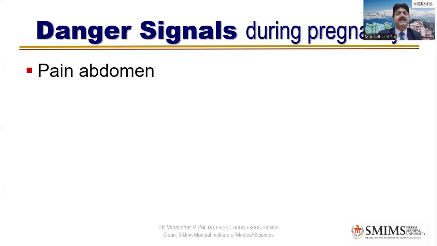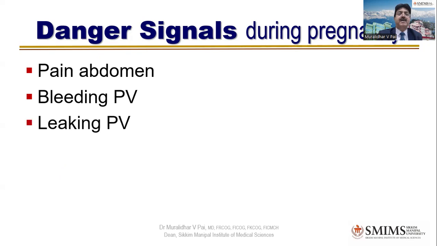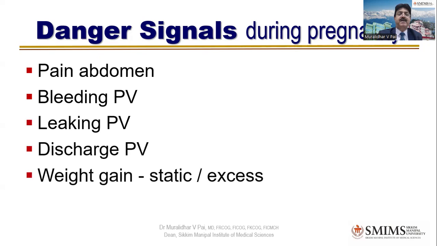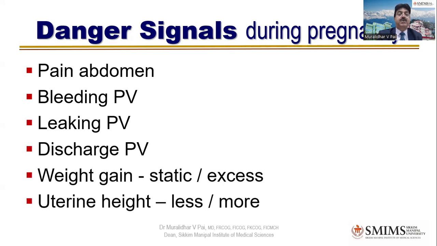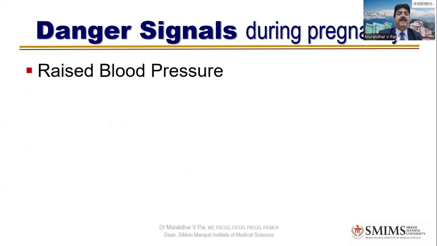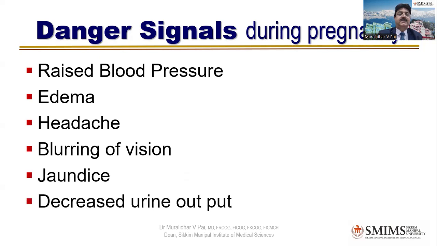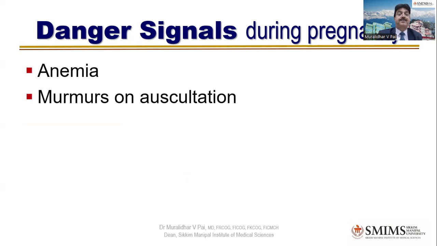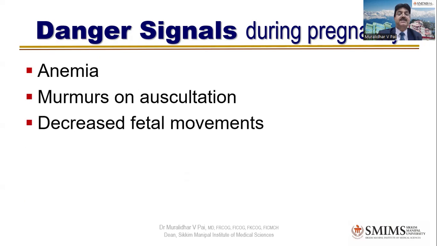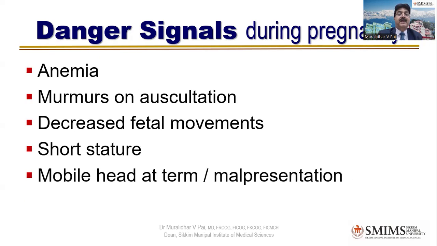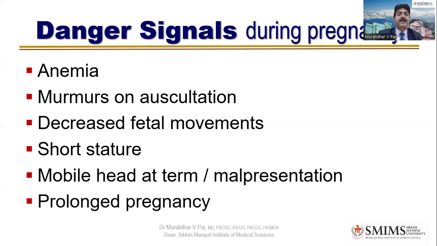Danger signals during pregnancy. This is the checklist for the healthcare workers who are working in the field. The 10 danger signals. Number one is pain abdomen. Very simple. Bleeding PV, leaking PV, discharge PV, weight gain, static or excess, uterine height less or more, and then raised blood pressure, edema, headache, blurring vision, jaundice, and decreased urine output. This I have taken from Community Medicine book. Anemia, murmurs on auscultation, decreased fetal movements, short stature, mobile head at term and malpresentation, and prolonged pregnancy.